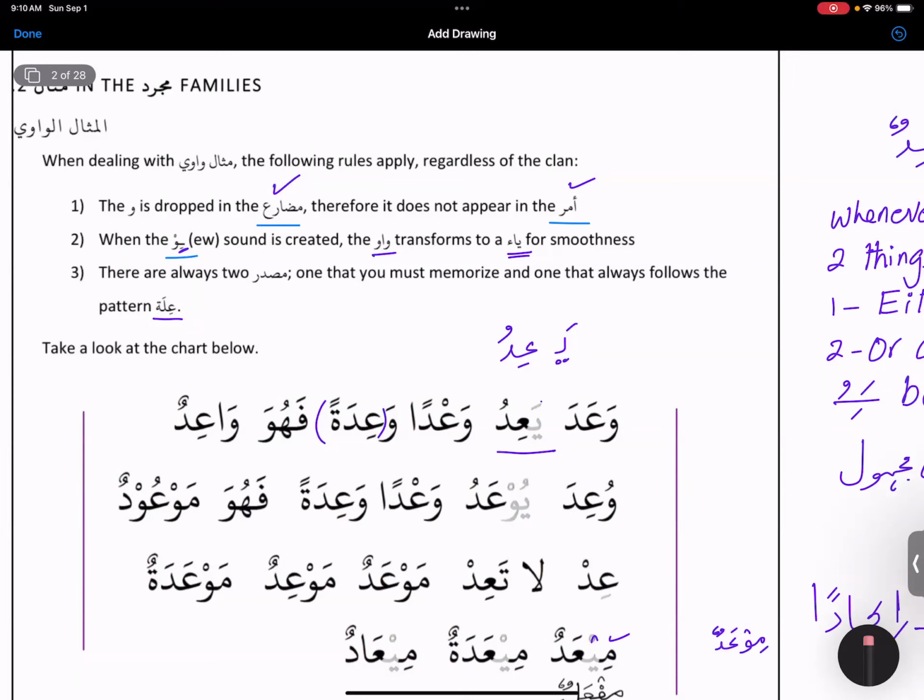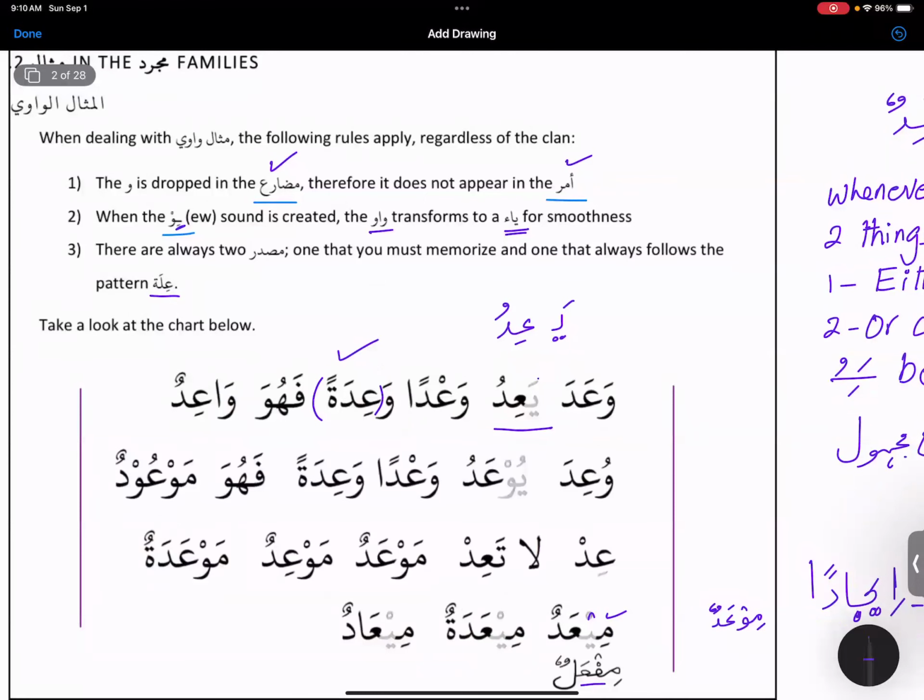So waada ya'idu, and then waadan, and then we have idatan, right? So this is the ilatan pattern. So idatan, and we will see what the purpose of this masdar is. Fahuwa wa'idun, and then wu'ida and yu'adu. So basically, where are the changes happening? In the mudari', regular mudari' ma'lum, mudari' ma'lum, and mudari' majhul. Right? So the change is going to happen over here.